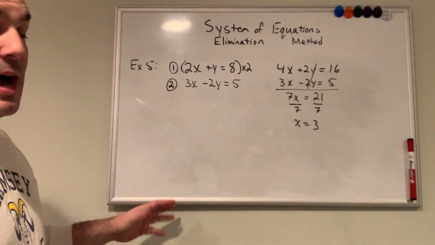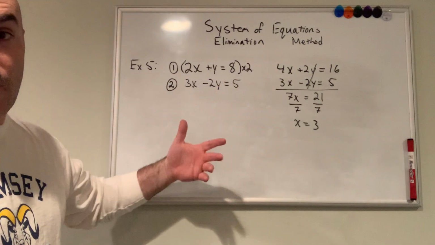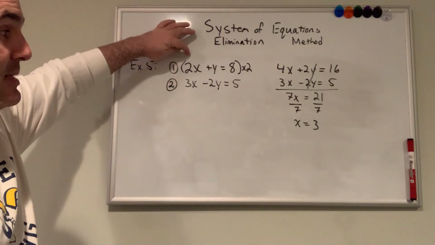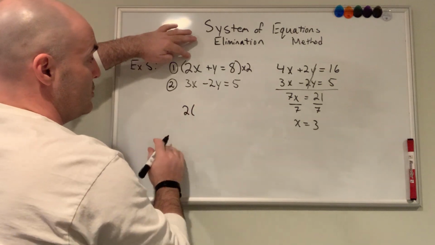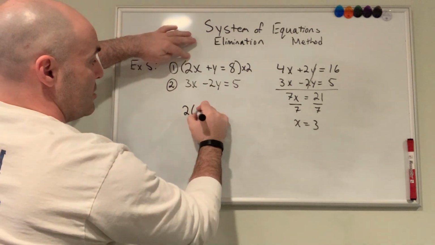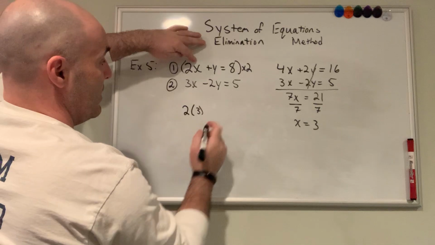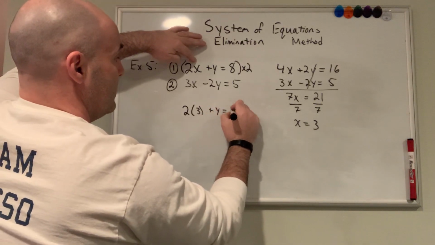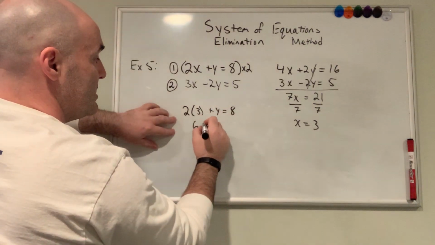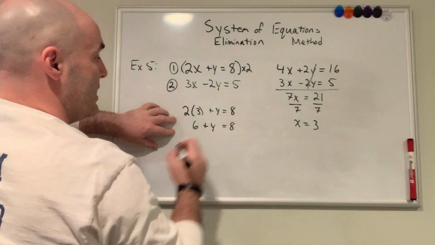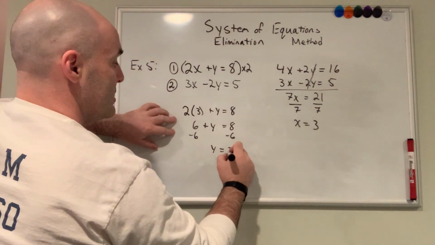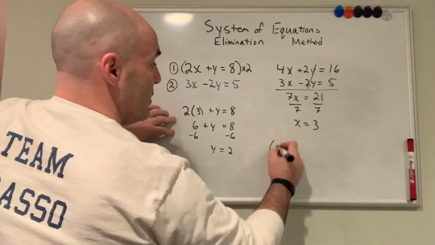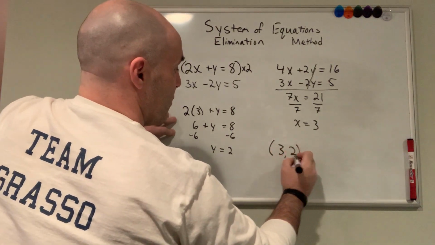Now I can come back to either equation, to any equation, and do this. I'm going to come back to the top one. I'm going to replace the 2x with a 2 times 3. I'm replacing the x with 3. Now, 2 times 3 gives me 6, plus y is equal to 8. Subtract the 6 from both sides, and y is equal to 2. So we've got our coordinate 3, 2.